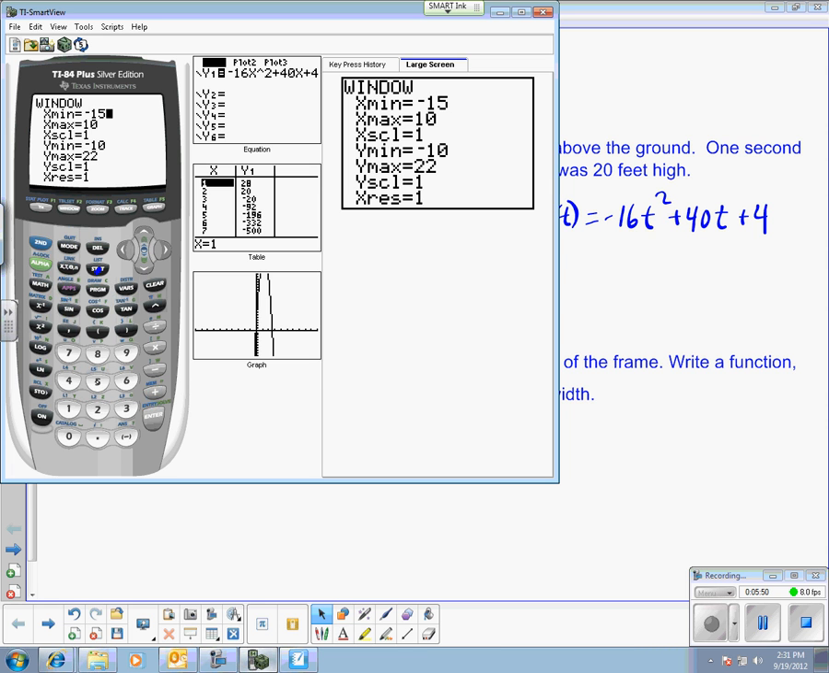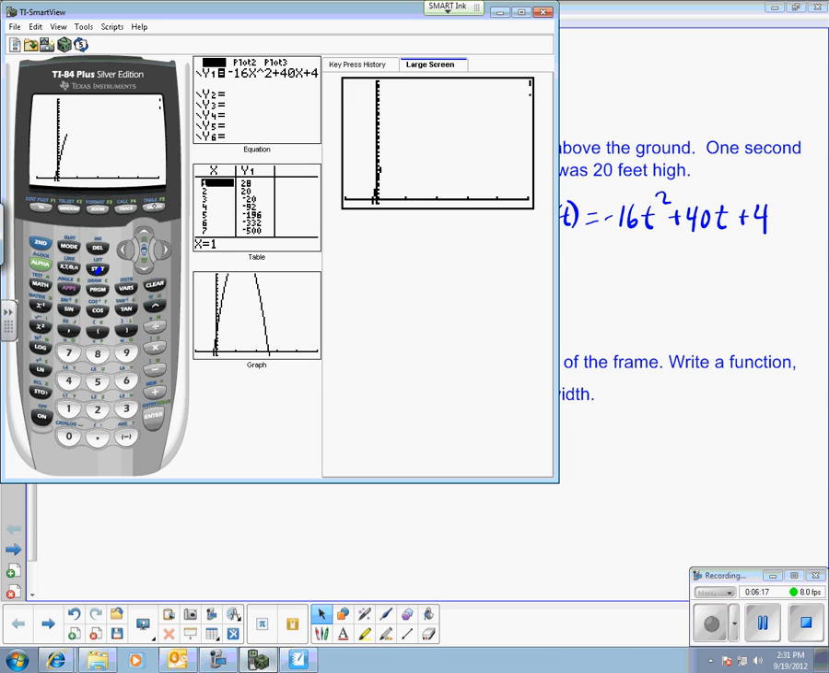So I'll go up to 5. No, not there. I'm going to go -1 to 5. And that X scale is just counting by ones. That doesn't mean much. My Y minimum, Y is my height. So I'm going to go -1 again. I really need to start at 0, but I'm just going to give myself a little room. And I know my ball reached 28 feet, so I'm going to go up to 35 feet, and hopefully that will cover it. So change that window and go back to graph, and there you go.